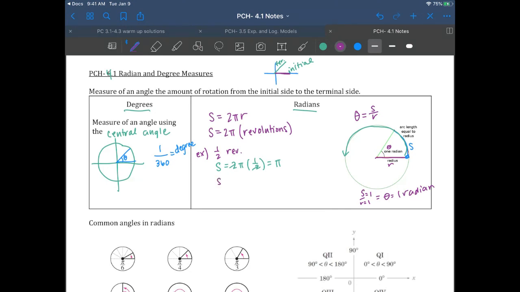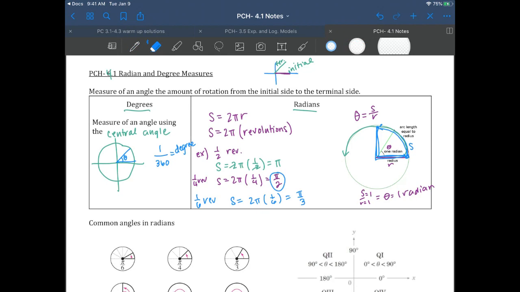All right, let's do a quarter revolution then. So S is equal to 2 pi times a quarter of the whole circle, which is pi over 2. Lastly, so from here to here, a quarter of the circle, 90 degrees, that's an arc length of pi over 2. Let's do 1/6 of the circle. So 2 pi times 1/6 is equal to pi over 3.